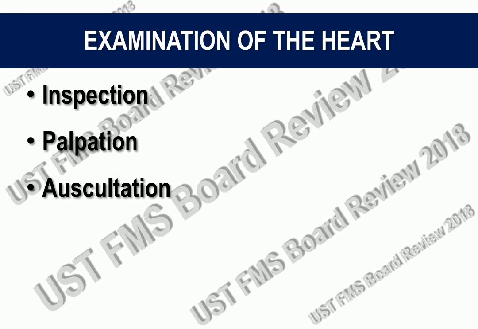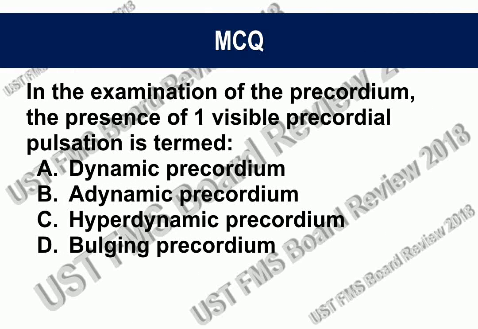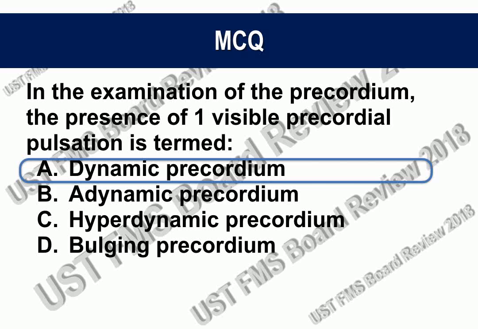Let's move over to physical examination of the heart. If you recall from your Medicine 1, it consists of 3 parts: inspection, palpation, auscultation. So not much on percussion for the cardiovascular exam. Multiple choice question. In the examination of the precordium, the presence of one visible precordial pulsation is termed A. Dynamic precordium, B. Adynamic precordium, C. Hyperdynamic, or D. Bulging precordium. So if you have one visible precordial pulsation, this is defined as dynamic precordium.